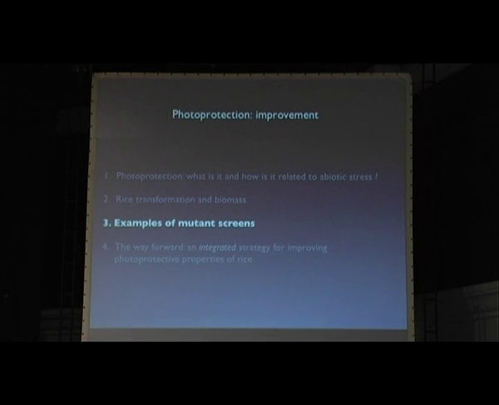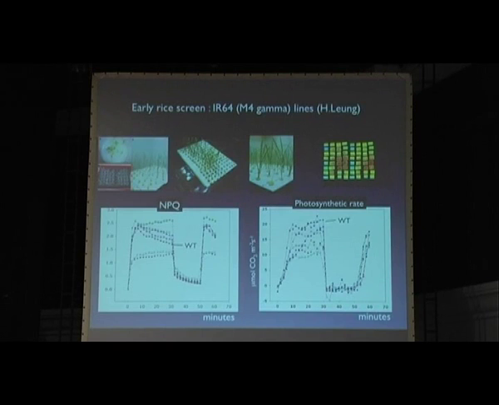So that's really where we are with the transformation work. We also started some mutant screening a few years ago, and this is ongoing work, so there are no conclusions I can come to. But we screened Halium's IR64 lines, not very many of them to begin with, although we are continuing this. And even just by screening a few hundred gamma lines, we find substantial variation in NPQ. We think it's a very sensitive component of photosynthesis.